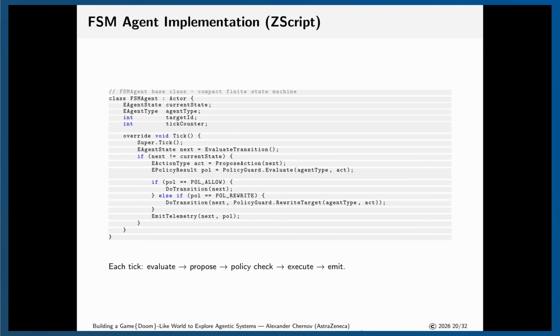So a bit of code information. The FSM agent implementation looks like this. This is just one example, and it's written in a game-native language, in that script. It provides actor and tick information, and what it can and cannot do. We see here a policy check. The policy means we can define what agents can do within this scenario and enforce it.